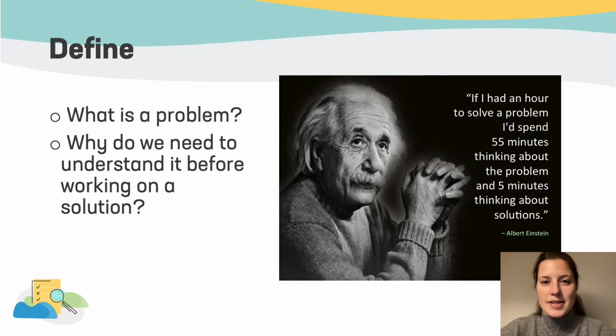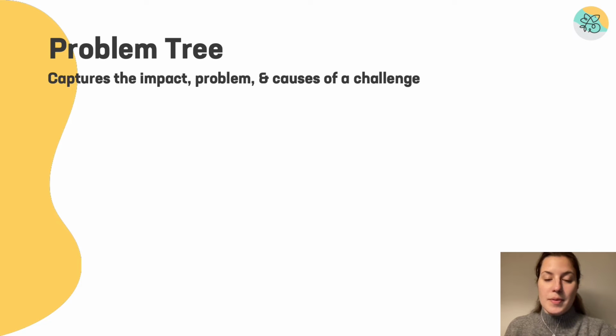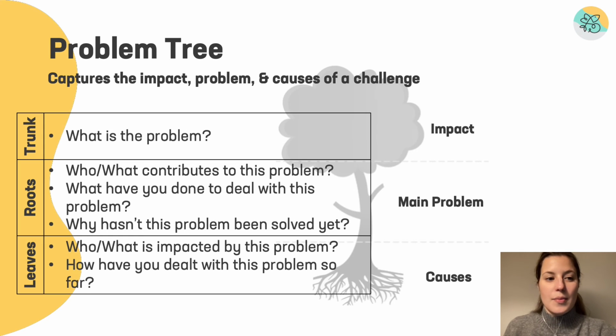You have to really understand the problem that your user is having in order to design a solution that solves it perfectly. Look at this quote from Albert Einstein. He said, "If I had an hour to solve a problem, I'd spend 55 minutes thinking about the problem and 5 minutes thinking about solutions." In order to understand the problem better, you can use what we call the problem tree. The problem tree looks at what the main problem is, its impact, and its causes.